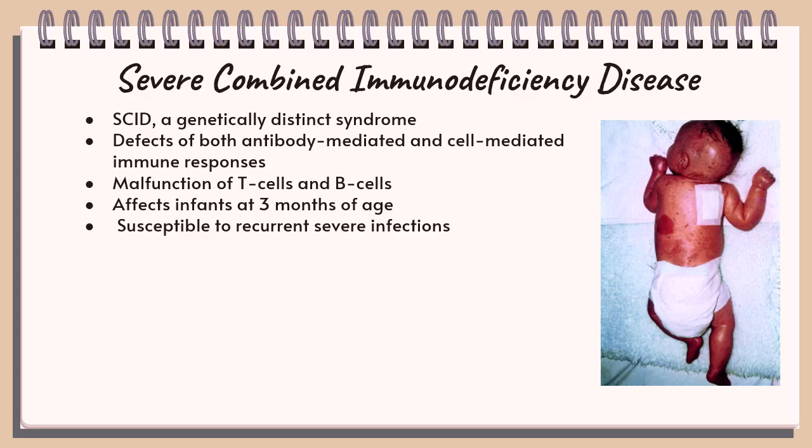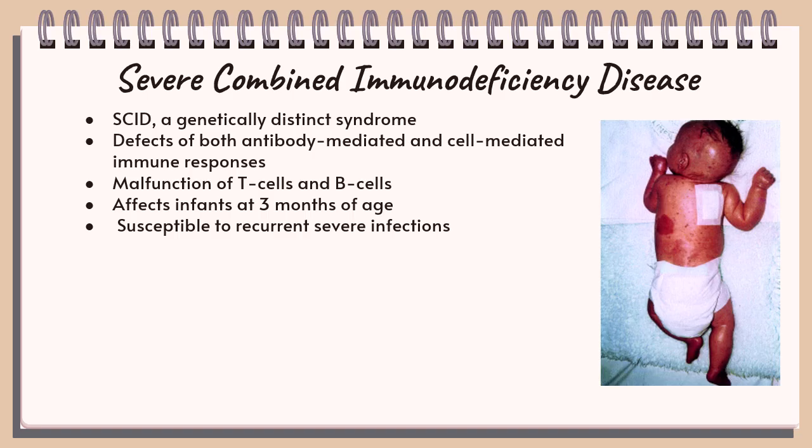All right, getting into the genetic one would be severe combined immunodeficiency disease, SCID. It's a genetically distinct syndrome, with defects of both antibody-mediated and cell-mediated immune response. So they have a malfunction of T cells and B cells, and it typically affects infants. At 3 months of age is when you'll start to see a lot of these issues, susceptible to recurrent infection.